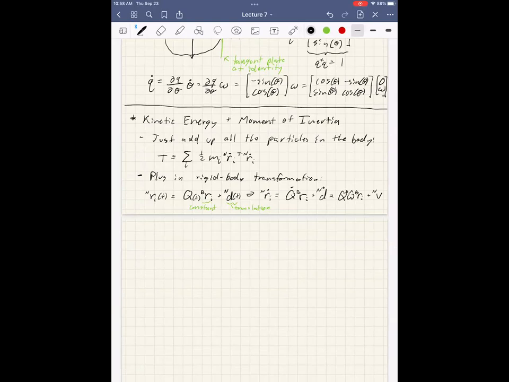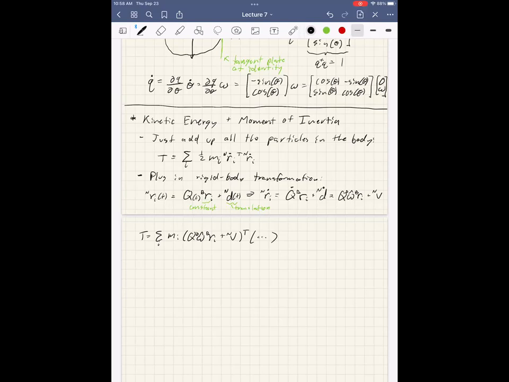Okay, so now we're going to plug that in. We're going to get T equals the same thing. I'm just going to explicitly say we've got m_i. Now we've got Q omega hat body frame r_i body frame plus V N frame, transpose, same stuff. I'm going to cheat, be lazy.